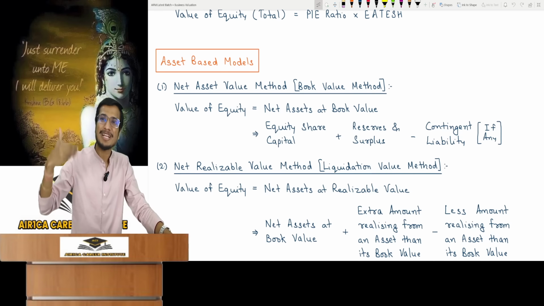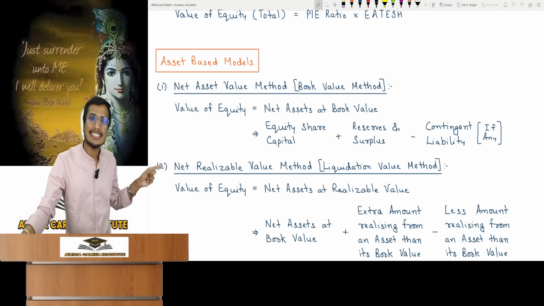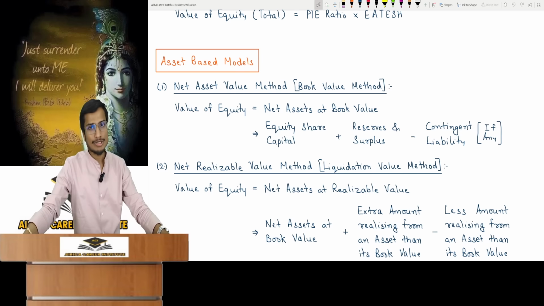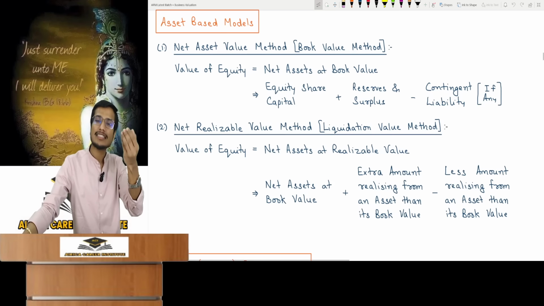So when determining the net assets, we subtract all liabilities from total assets, and you must treat the contingent liability as an actual liability, subtracting it here. If it's given in the question, keep it in mind. So this is the asset-based model, the net asset value method.